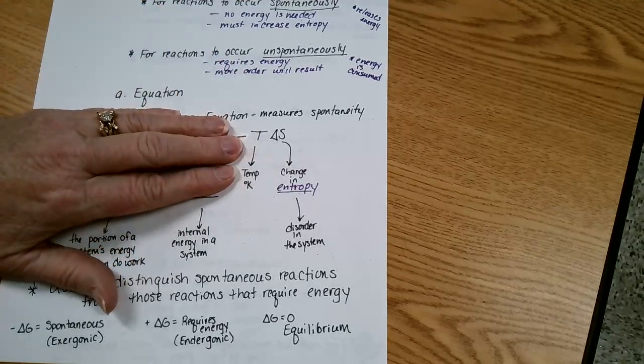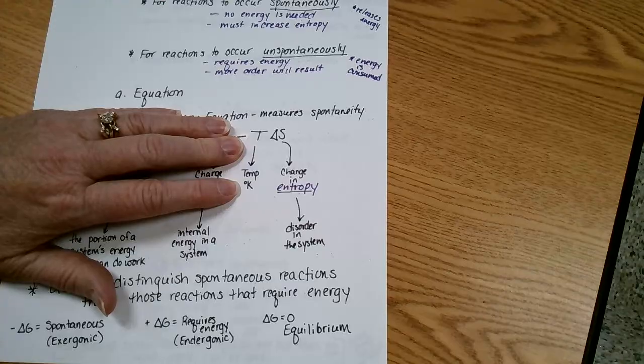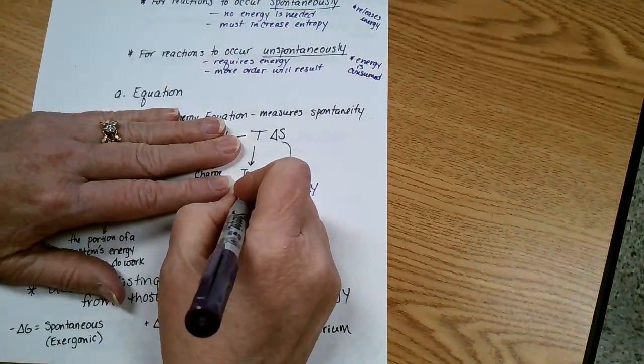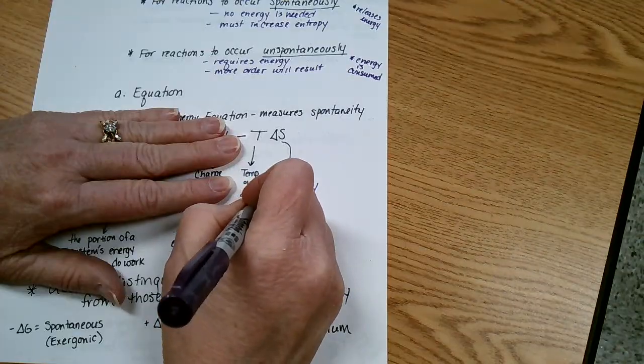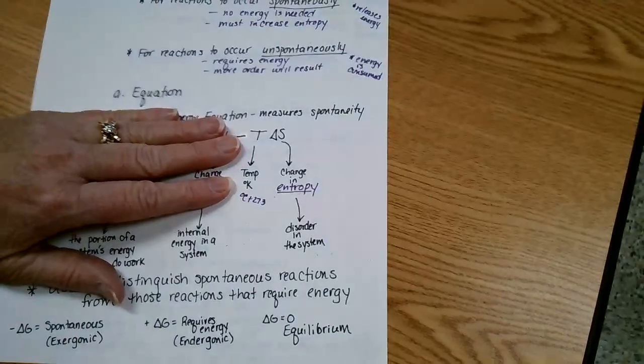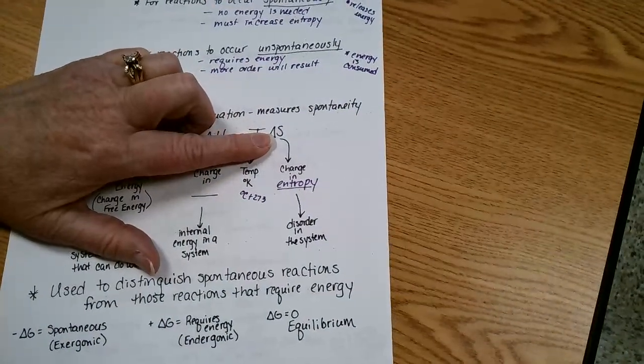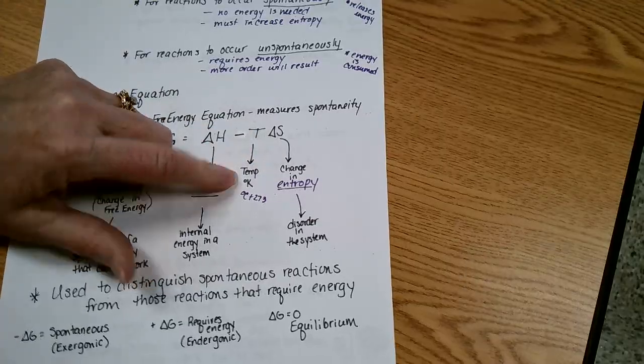Next one is T. T is temperature. It's got to be in degrees Kelvin. Remember, for those of you who forget, that's degrees Celsius plus 273. Okay. This is going to be a value, obviously.